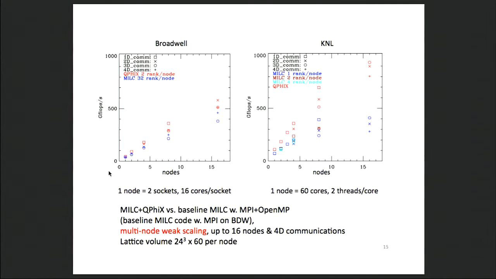These two plots show the multi-node weak scaling performance on Broadwell and KNL, both up to 16 nodes and up to four-dimensional communication on lattices. We saw that on KNL, we were able to further boost the performance to more than two times compared to the baseline MILC code. What we did there was separate the calculations that require off-node data completely from the local calculations, so that helps hide the communication latency.